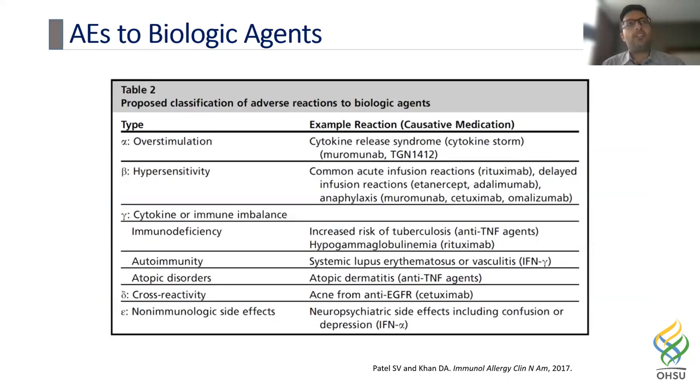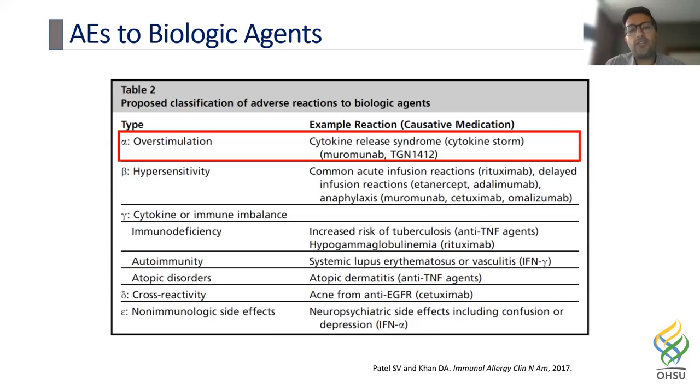The problem with biologics is that they can cause a whole host of adverse reactions that our typical drugs don't. Because they're directly affecting the immune system, there are different ways that it can end up causing adverse reactions. So there have been several reclassification systems. Instead of type 1, type 2, there's alpha, beta, gamma, delta, epsilon.